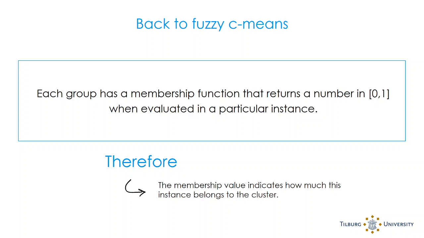So now we are getting again into the clustering problem. In summary, we can say that the membership value indicates how much this instance or object belongs to the cluster. And this is the basic principle behind the fuzzy C-means algorithm.